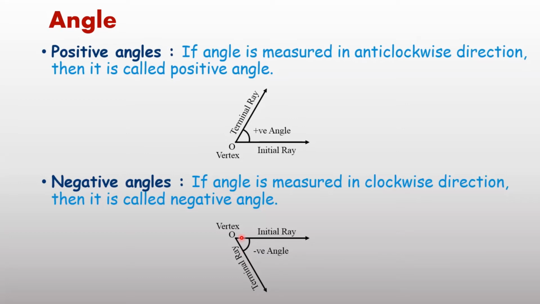From the initial ray, which we generally consider as the x-axis, and the vertex considered as the origin, the intersection of both axes, you can easily confirm whether the measure of angle is positive or negative. If it is measured in the anti-clockwise direction, it is a positive angle. Measured in the clockwise direction, it is a negative angle.